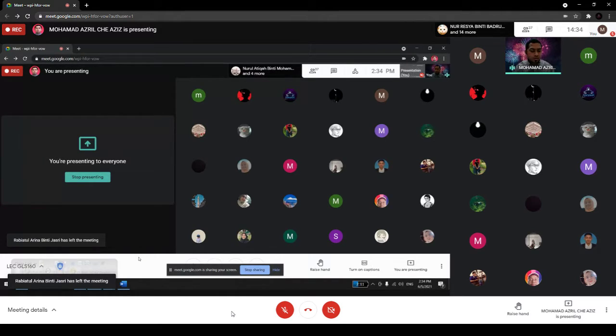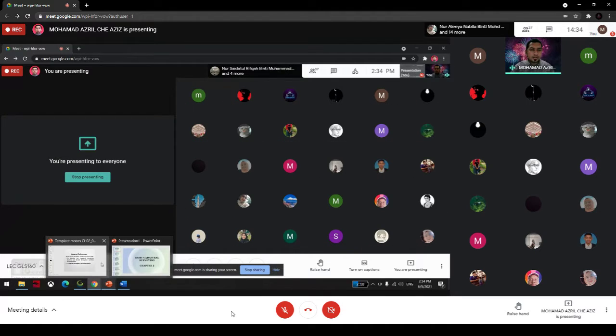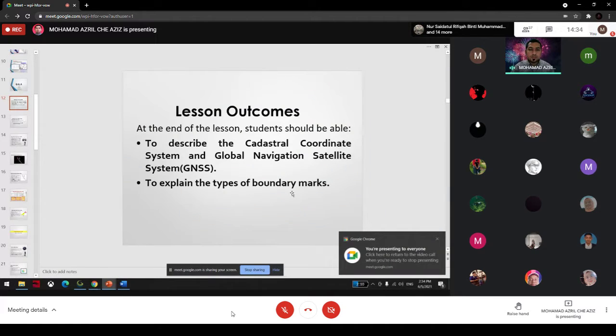Related to the cadastral database, we start with the digital cadastral database and then the national digital cadastral database. Today we will continue on the cadastral coordinate system, and then the global navigation satellite system, that relates to the cadastral environment.